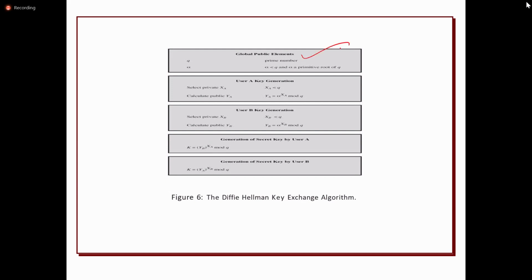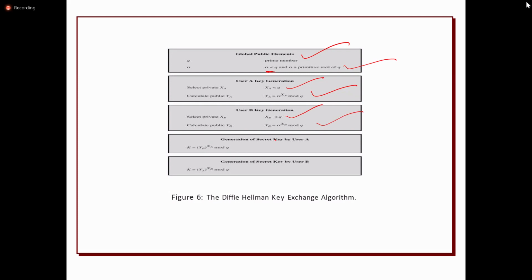First, select a prime number Q. Then alpha is the primitive root. Alpha is less than Q and it is a primitive root of Q. For user A, how will the key be generated? The sender will have two keys, a private key and a public key, and the receiver will have a private and a public key. At the sender side, the private key XA, less than Q, will be selected, and the public key will be calculated using the prime number, the primitive root and the selected private key. At the same time, the receiver will select the private key, and the public key will be calculated using the prime number, the primitive root and the receiver's private key.